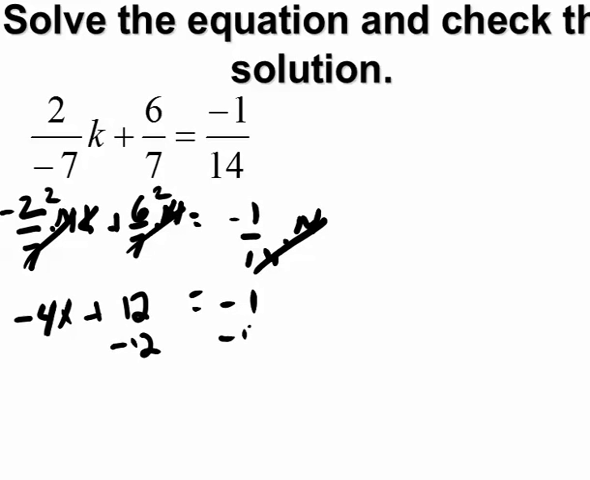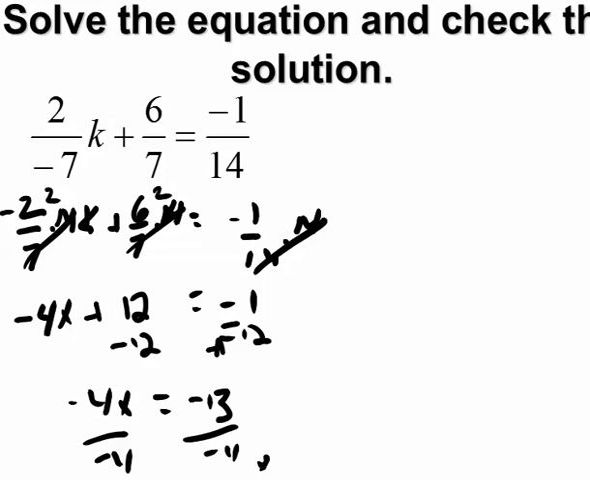Subtract 12. Negative 4x is equal to negative 1 minus 12. Same change. Negative 13, divide by negative 4. X is equal to negative 13/4.